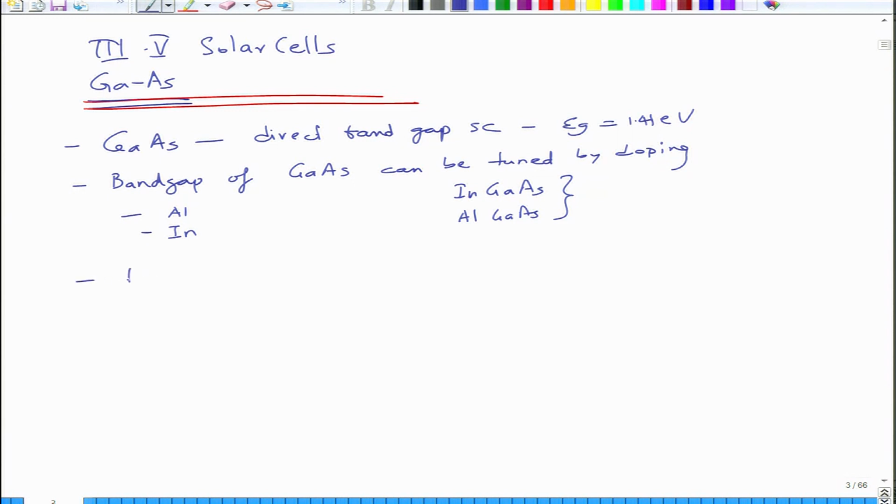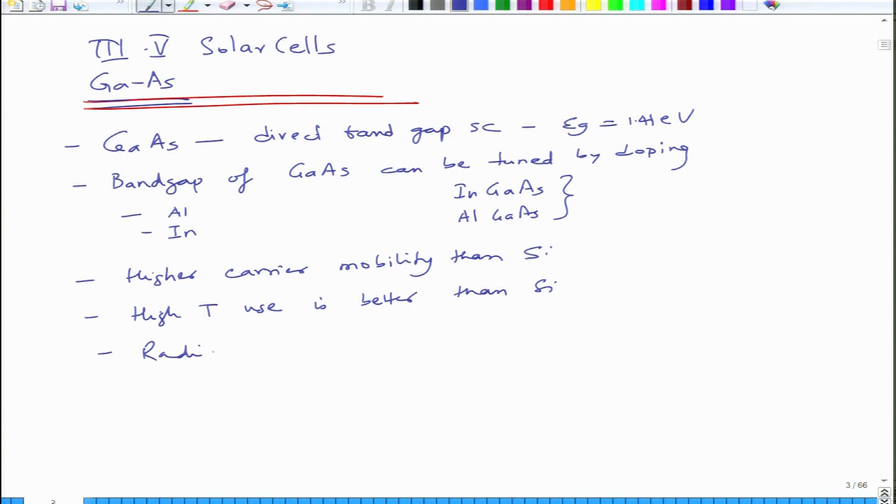For example, it has higher carrier mobility than silicon, it can be used at high temperature better than silicon, and it is more radiation resistant. So, it is good for space applications. However, the bad side is that it is 5 to 10 times more expensive.